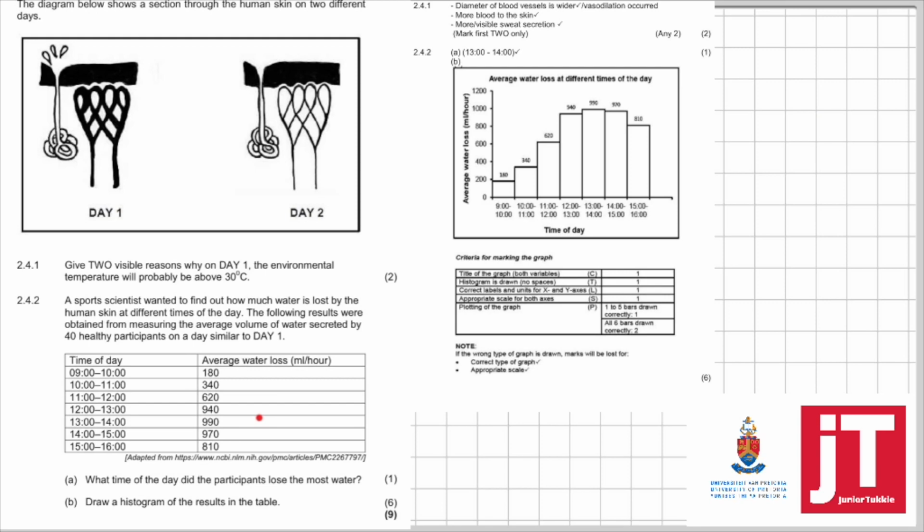Then they ask you, draw a histogram for the results in the table. So here in your heading, you have the average loss of water at different times of day, average loss of water in milliliters per hour, time of day. A histogram, all the bars are the same size and they're next to each other. You got a mark for the correct graph. The type of graph was the histogram, the title was correct, the labels for the X and Y axis was correct, the scale was correct, and all the bars were plotted correctly.